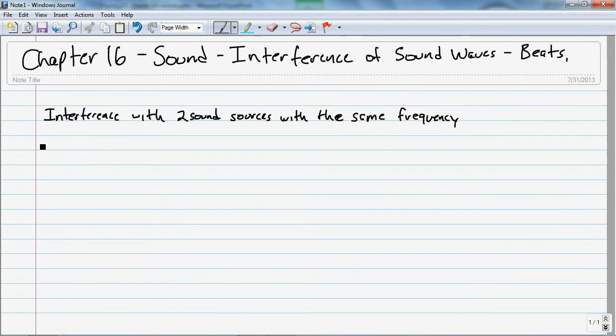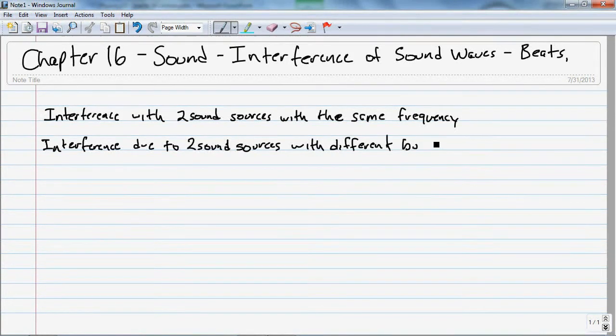And in the next video we'll talk about interference due to two sound sources with different but close frequencies. And we'll discuss that it's also called beat.